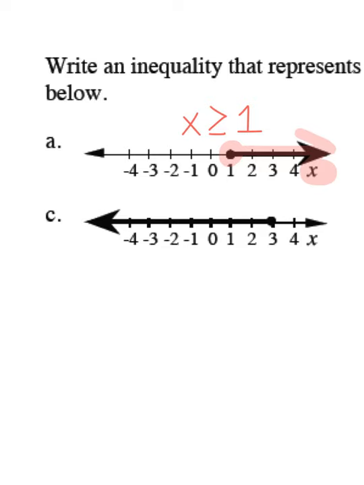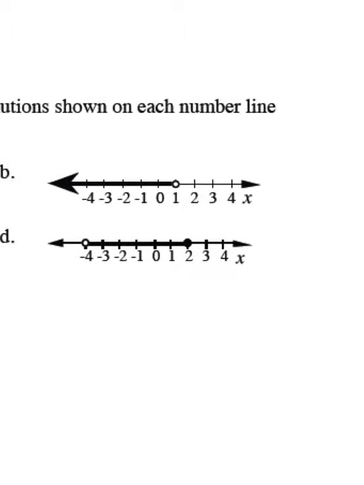If I go down to problem C, the circle is again colored in, so it's going to have an equal to, and the shading is going down the other direction for numbers that are less than 3. So we'd say that x has to be less than or equal to 3. If the circle is not colored in, that is a situation when we will not put the equal to line. So we would just say here that the x's have to be less than 1, but the number is not 1. Any number that's less than 1 would be true.